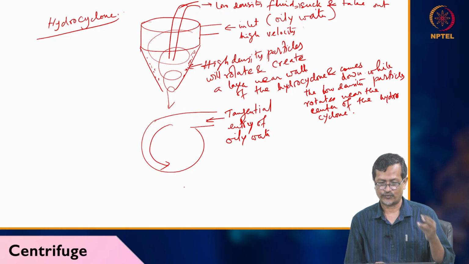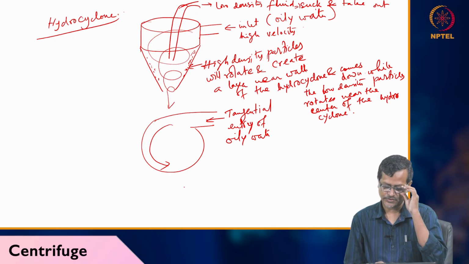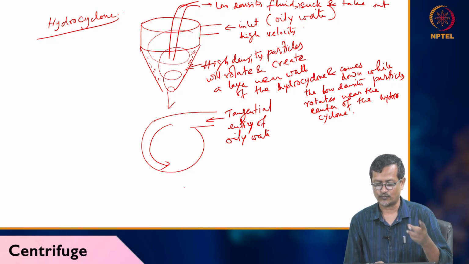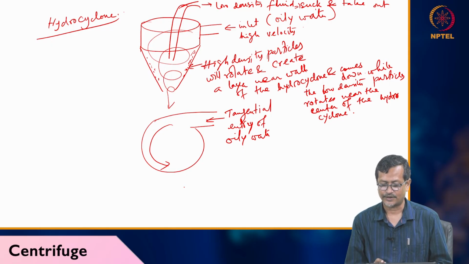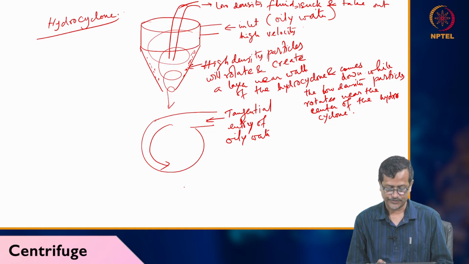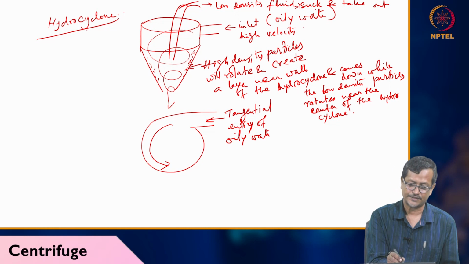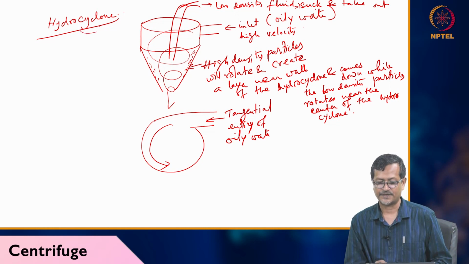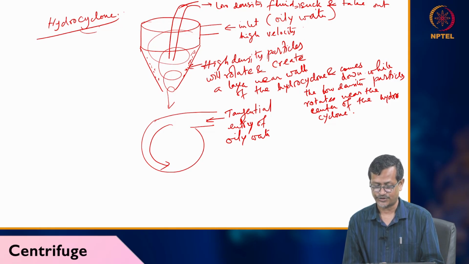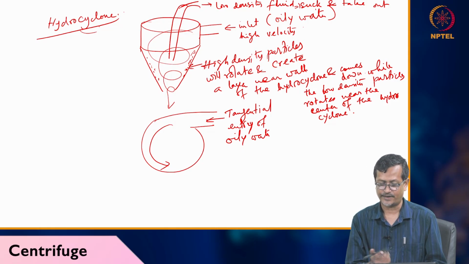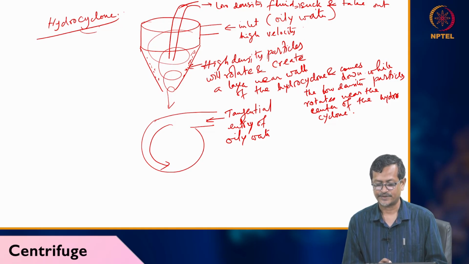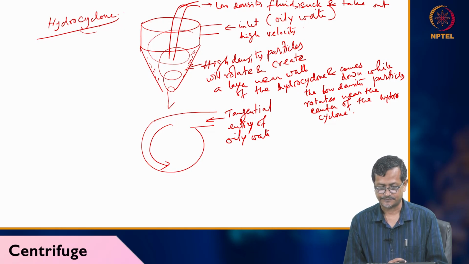So any two fluids with different densities, like sand and liquid, or oil and water, or maybe dust particles in air, you can create such a cyclone and separate them. This is called a hydrocyclone. Hydro means water, cyclone is the spin you are creating. There is no mechanical rotating element, so its life is longer. This is very commonly used in many industries to separate particles.